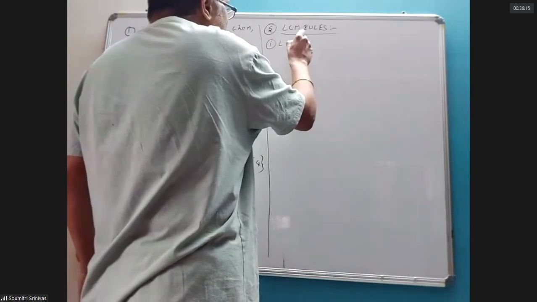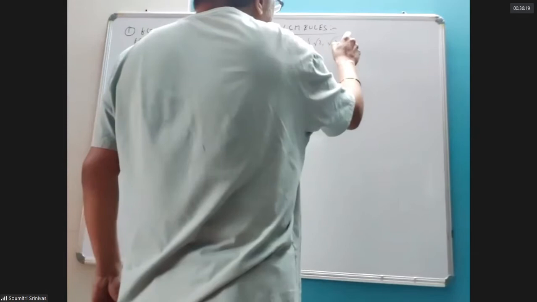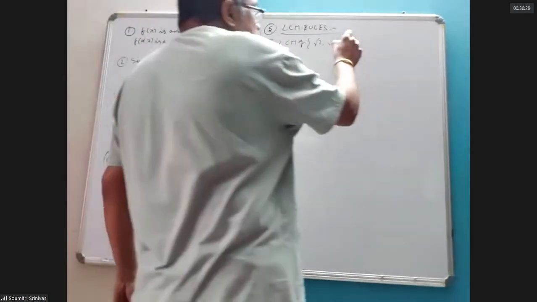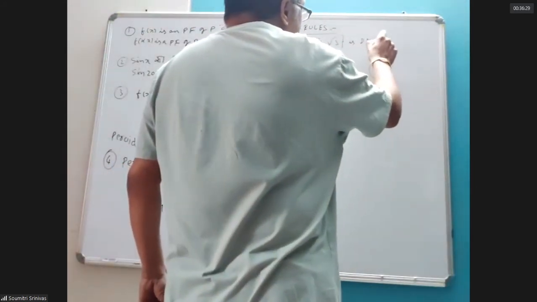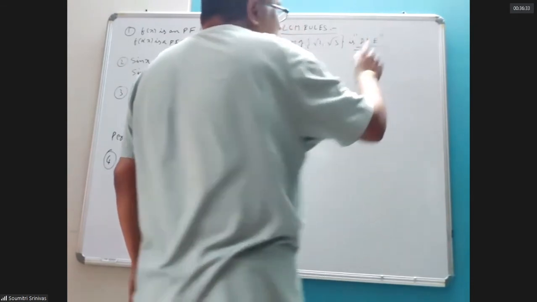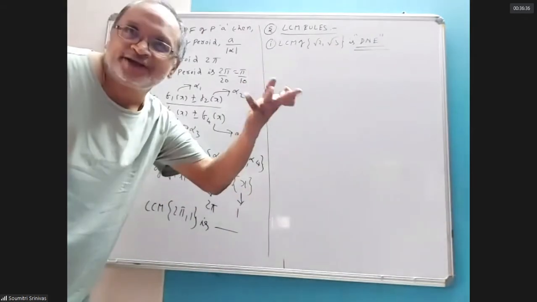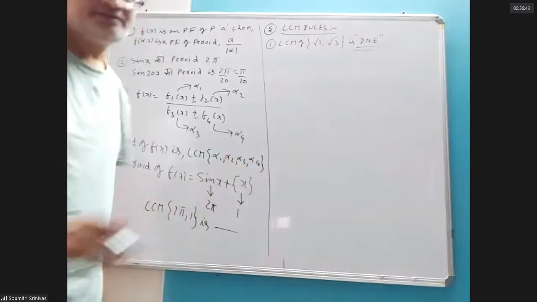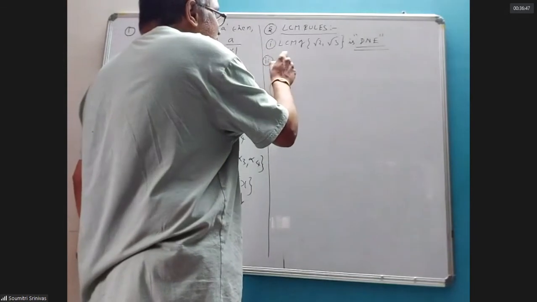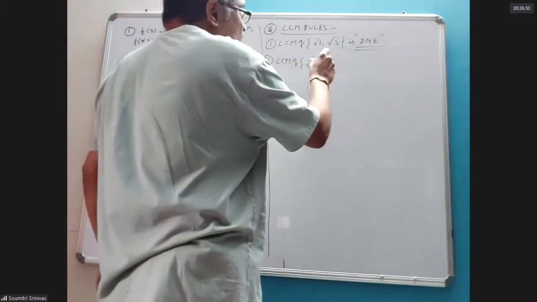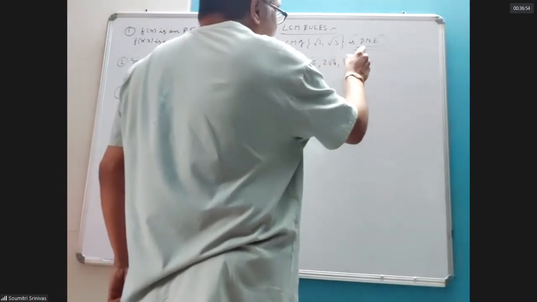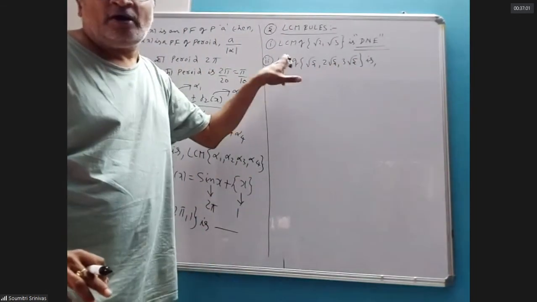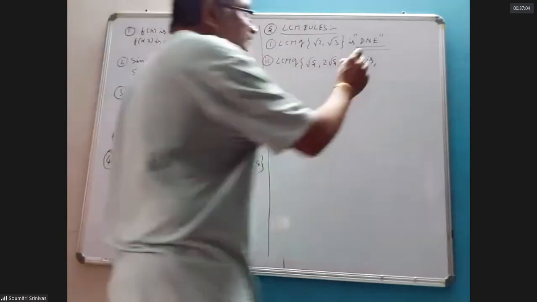What is the LCM of root 2, root 3? Root 6? DNE stands for does not exist. LCM of root 5, 2 root 5, 3 root 5. Root 5 is common, times LCM of 1, 2, 3, which is 6. What's the answer?